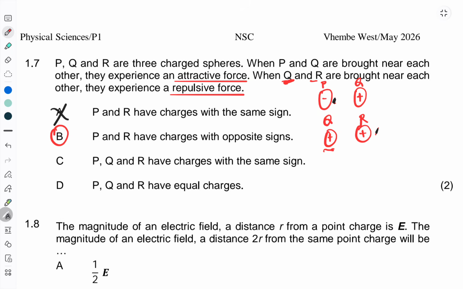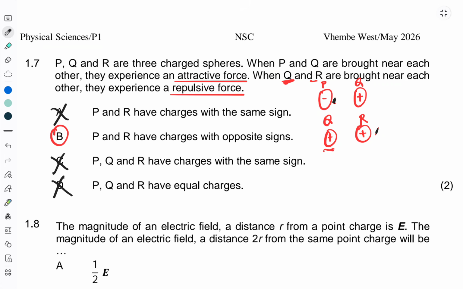Then, P, Q, and R have charges with the same sign. This one won't work, because if P and Q had the same sign, they wouldn't attract, they would repel. And we are told in the statement that the first two, P and Q, attract. This statement is saying that P and Q are the same sign, which wouldn't work, because if they were the same sign, they would repel instead of attracting. P, Q, and R have equal charges. We are not told that, so it won't apply. There's no information to confirm the last one. So definitely B has to be the correct one.